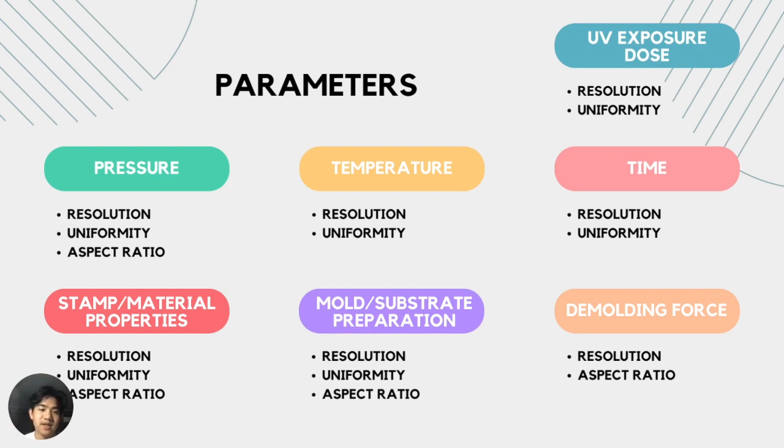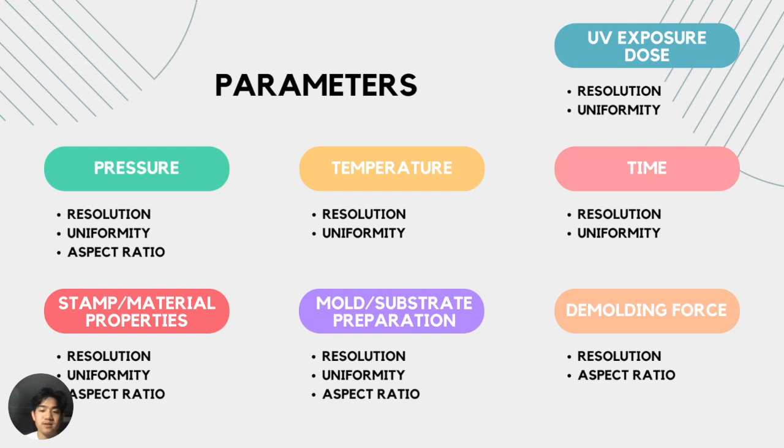The parameters that affect the resolution, uniformity, and the aspect ratio are pressure, temperature, time, material properties, mold or substrate preparation, demolding force, and UV exposure dose. For resolution, proper control of parameters such as temperature, pressure, exposure dose, and exposure time can improve resolution by ensuring accurate feature replication and reducing process-induced deformations or distortion.